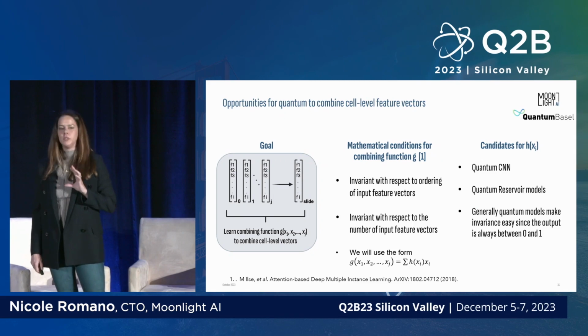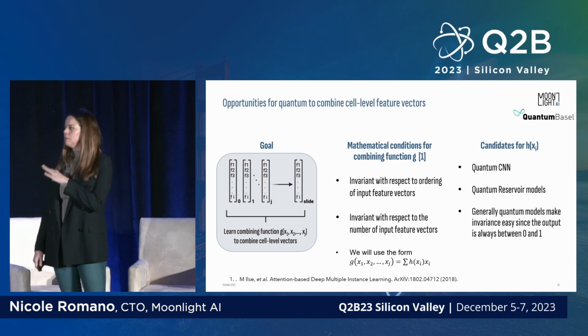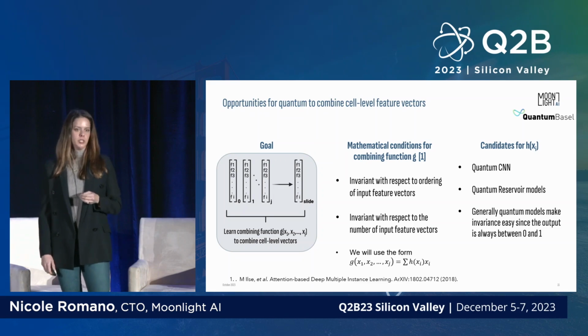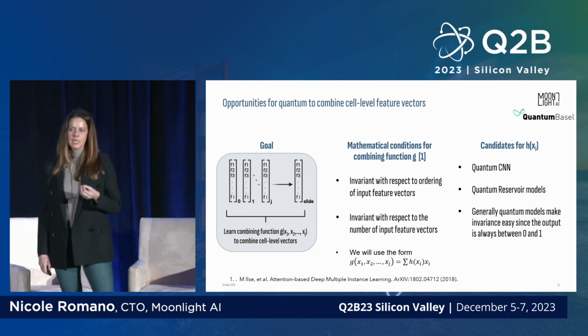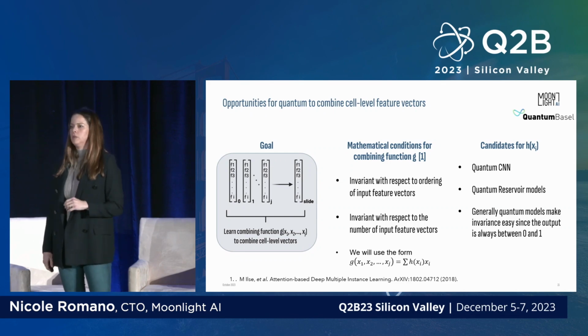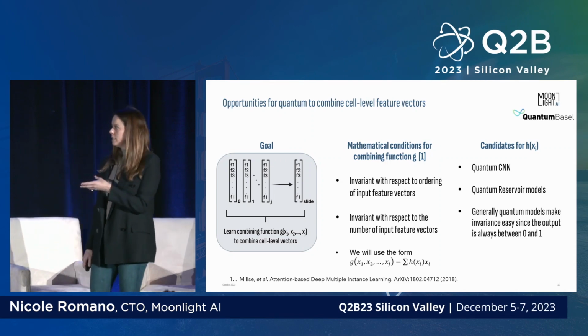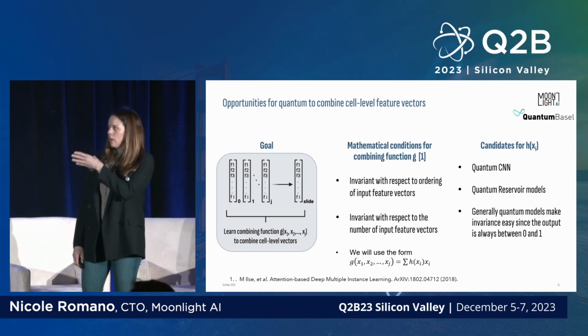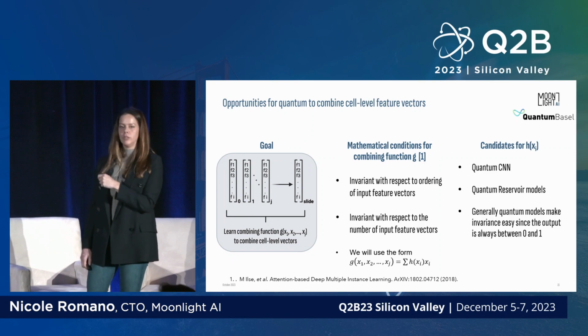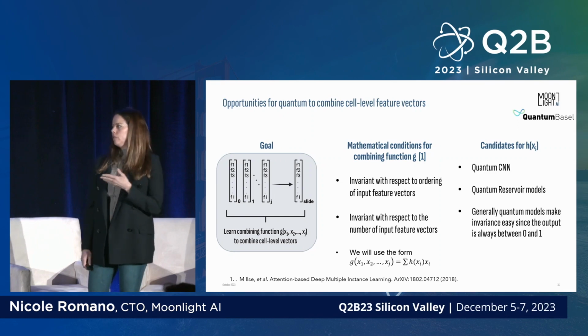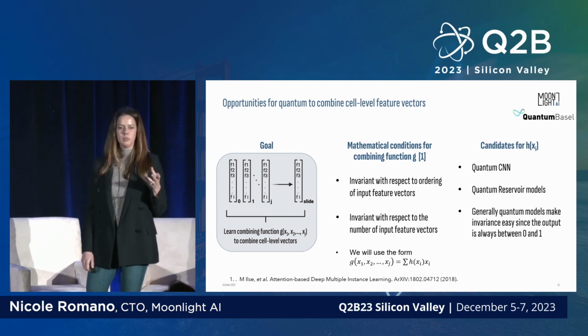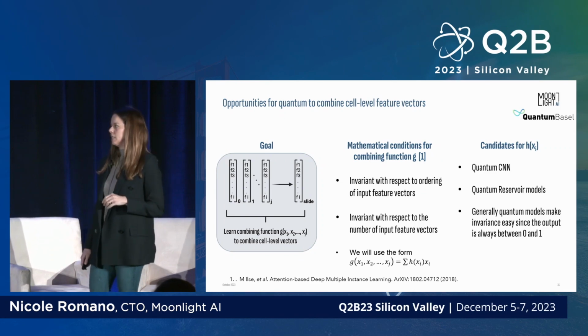So we ended up using a form that's inspired by attention mechanisms. It's simply, at the bottom, a linear combination of the feature vectors where the coefficient is actually inspired by what's inside the feature vector. So this is quite similar to what you'll see with an attention mechanism. On its own, this doesn't satisfy those two mathematical constraints, but when we use a quantum CNN or a quantum reservoir model to learn h of x, the coefficient, these give us a number between 0 and 1. And so, for instance, if you want to satisfy the invariance with respect to number of cells, you can just divide by the number of cells that you're giving, and you have your condition satisfied.